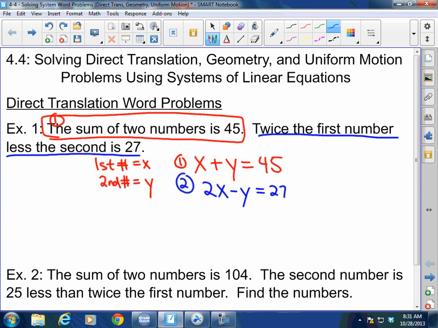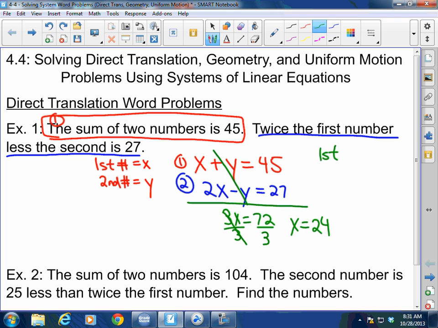So now, in this particular case, we'll do it in green. This is Mickey Mouse. The y's cancel. 3x equals 72. Divide by 3 to both sides. x will equal 24. So my first number is 24.